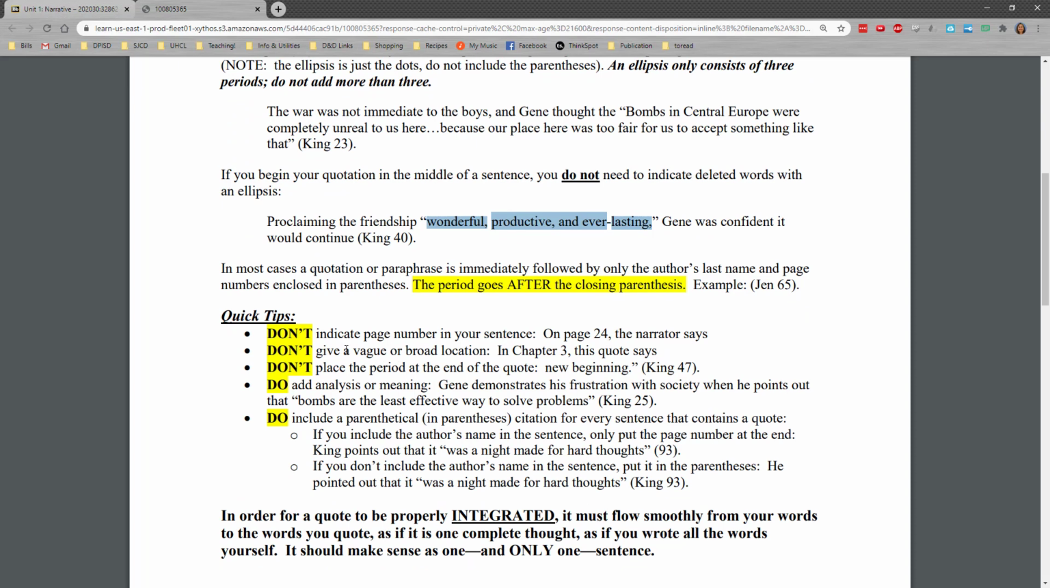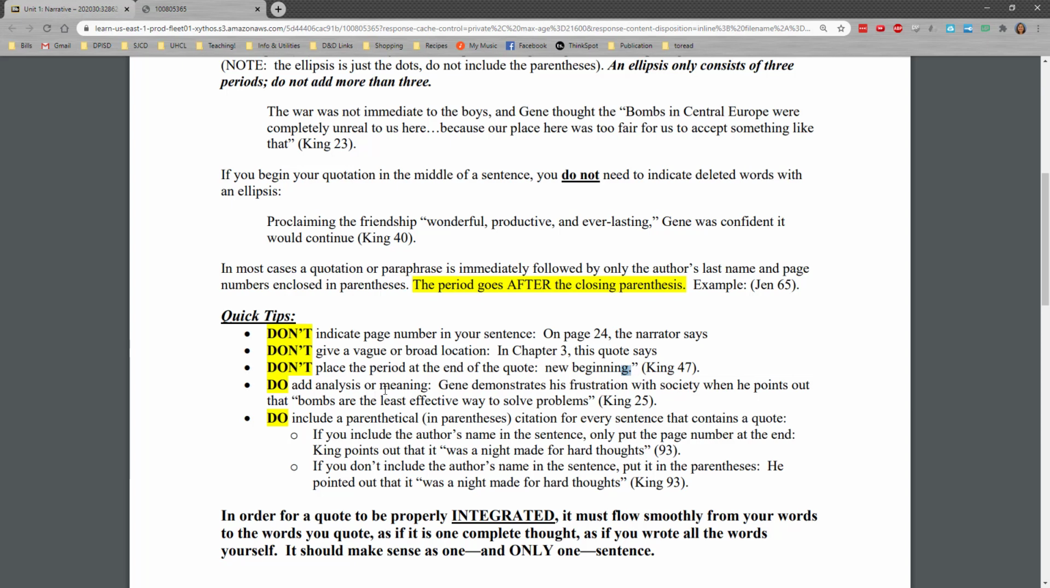Some quick tips. Do not indicate the page number in your sentence. In your actual text, don't say, "On page 24, the narrator says." Don't give a vague or broad location either: "In Chapter 3, this quote says." Don't place a period at the end of the quote itself: "It was a new beginning." The citation that you put is technically part of the sentence, so this period does not belong here.